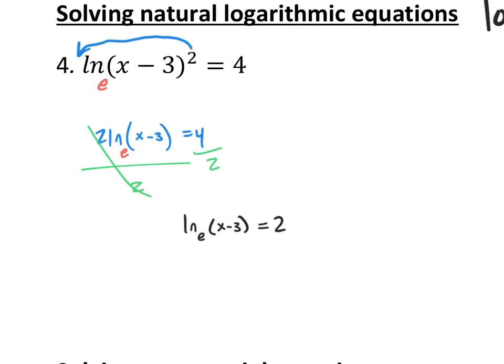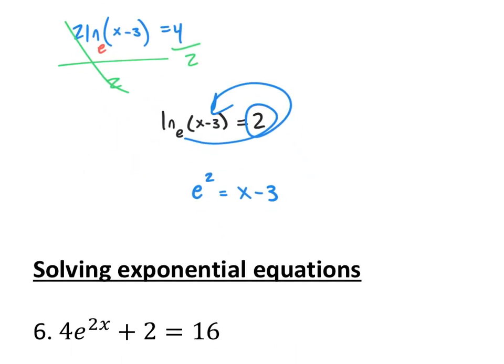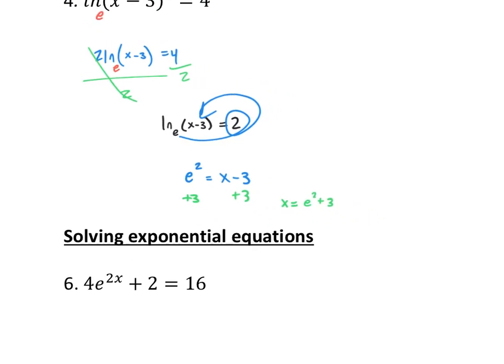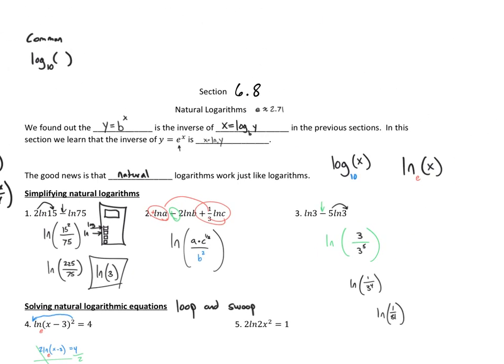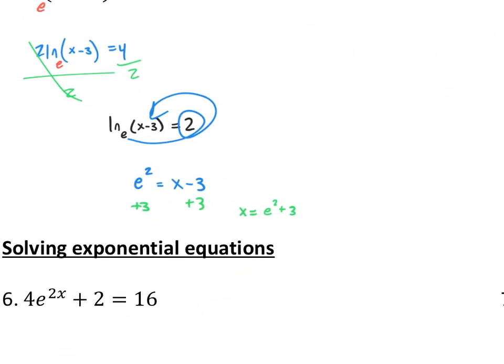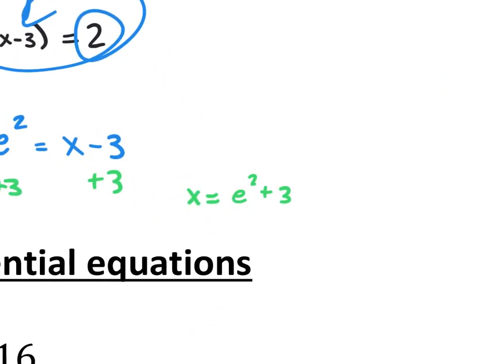Now we're ready for loop and swoop. We have e squared is equal to x minus 3. Then when I add 3 to both sides, we'll get that x is equal to e squared plus 3. Now you might be wondering, well, what is e squared plus 3? Remember that e is just a number. We talked about that. That's about 2.71. A lot of times you'll leave your answer just like this instead of switching it to decimal.